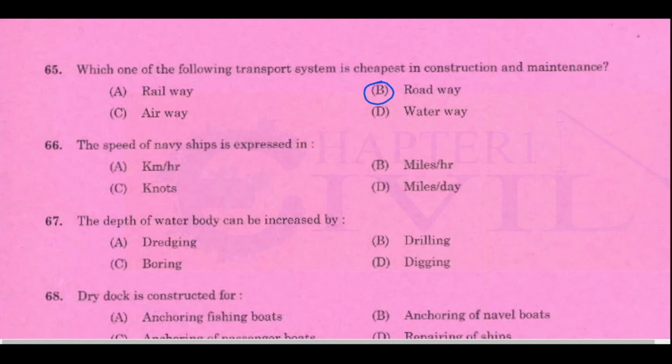Question number 66. The speed of Navy ships is expressed in kilometer per hour, miles per hour, knots, miles per day. Navy ships, it is knots. Speed is denoted by knots.